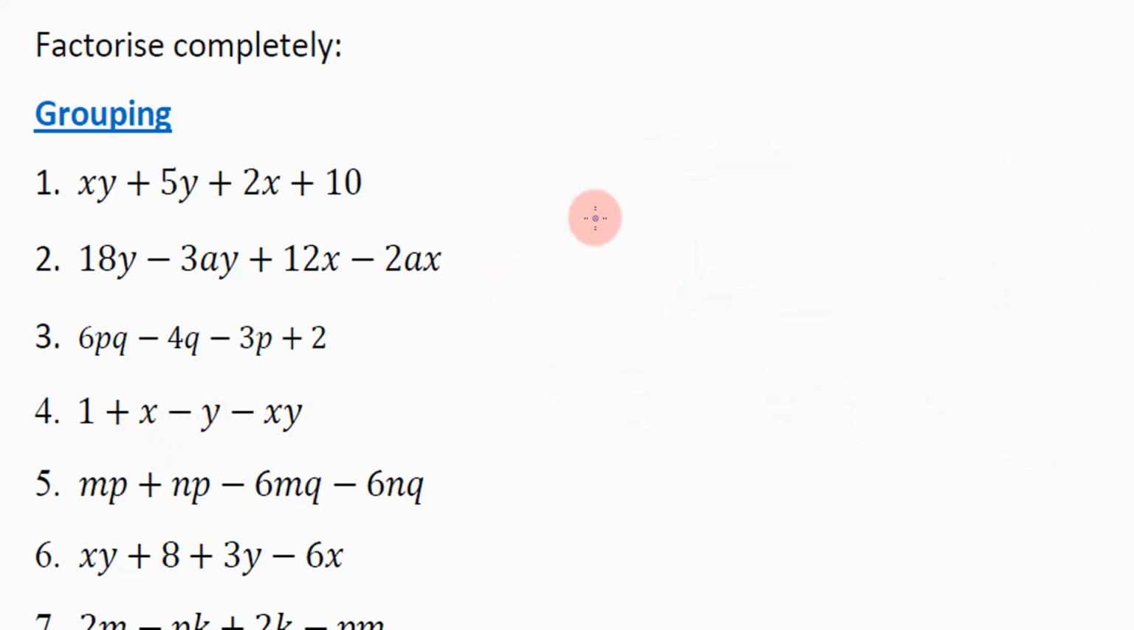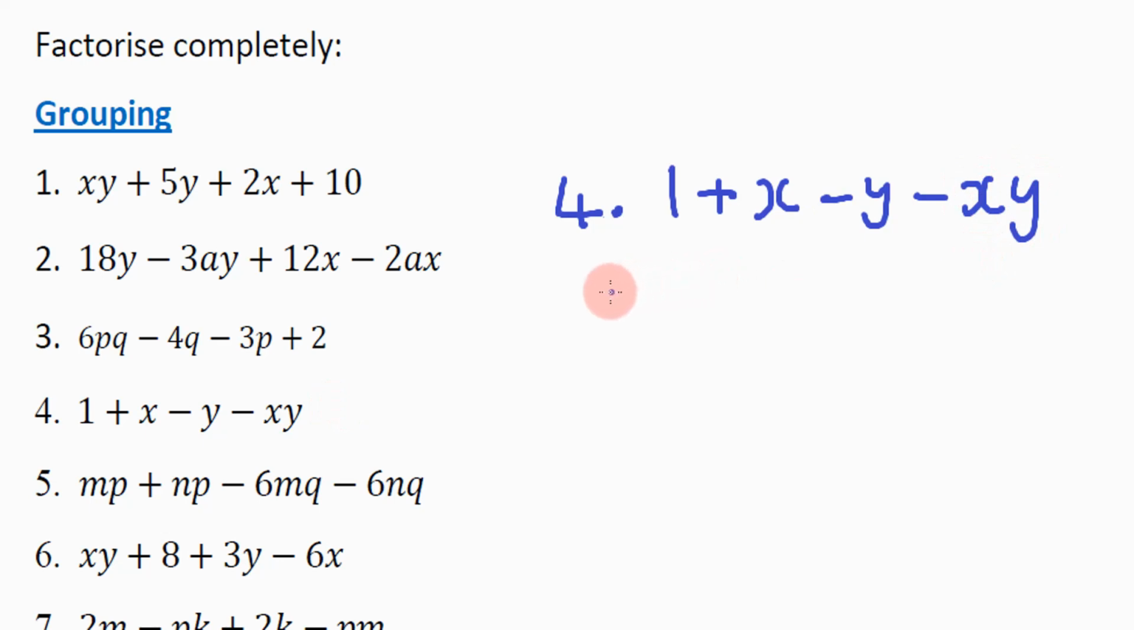Let's look at number 4. So we have 1 plus x, then negative y, minus xy. We know this is grouping because it says factorize and we have 4 terms. We can start by looking for a common factor for the first 2 terms. However, there's no common factor for 1 plus x, so I'm going to rewrite it.